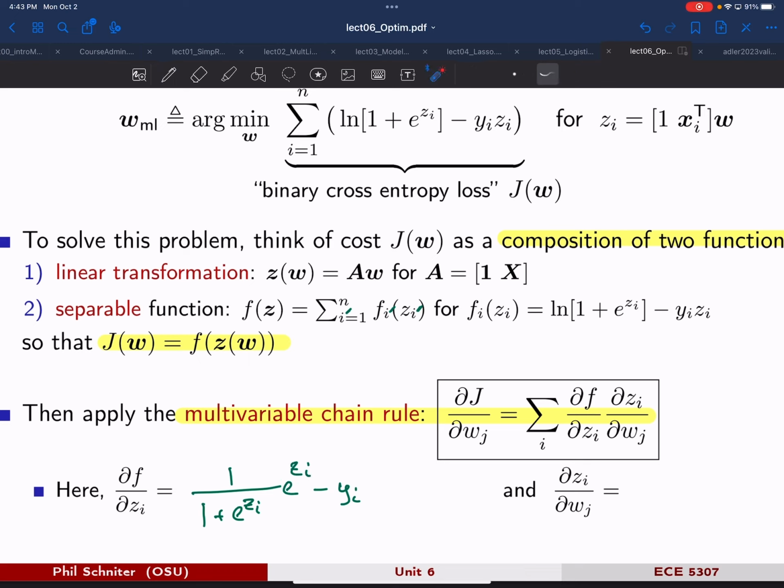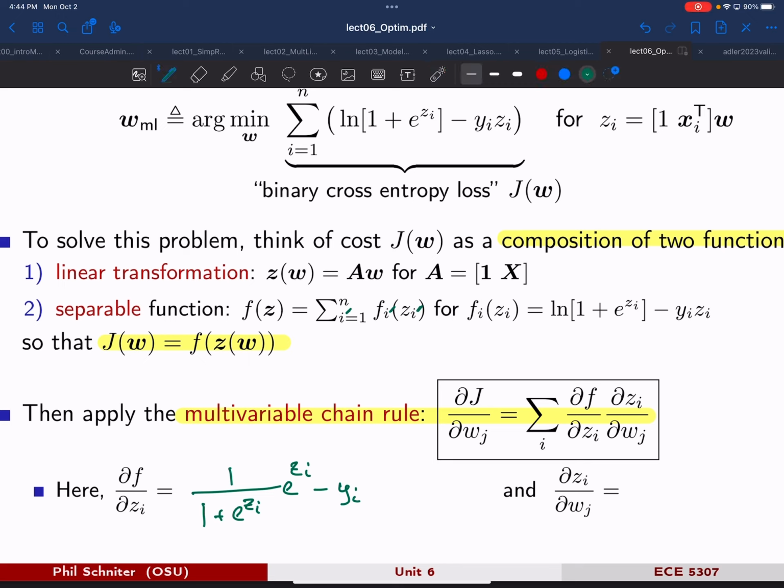Okay, let's do this step by step. Whenever you differentiate natural log, you get 1 over the argument. So we get 1 over this, but then by the chain rule, we have to take the derivative of what's inside with respect to zi. So we differentiate e to the power zi with respect to zi, and that gives us the same thing. That's the first term, and then the second term, differentiating this with respect to zi, we just get minus yi. Is everybody good with this?